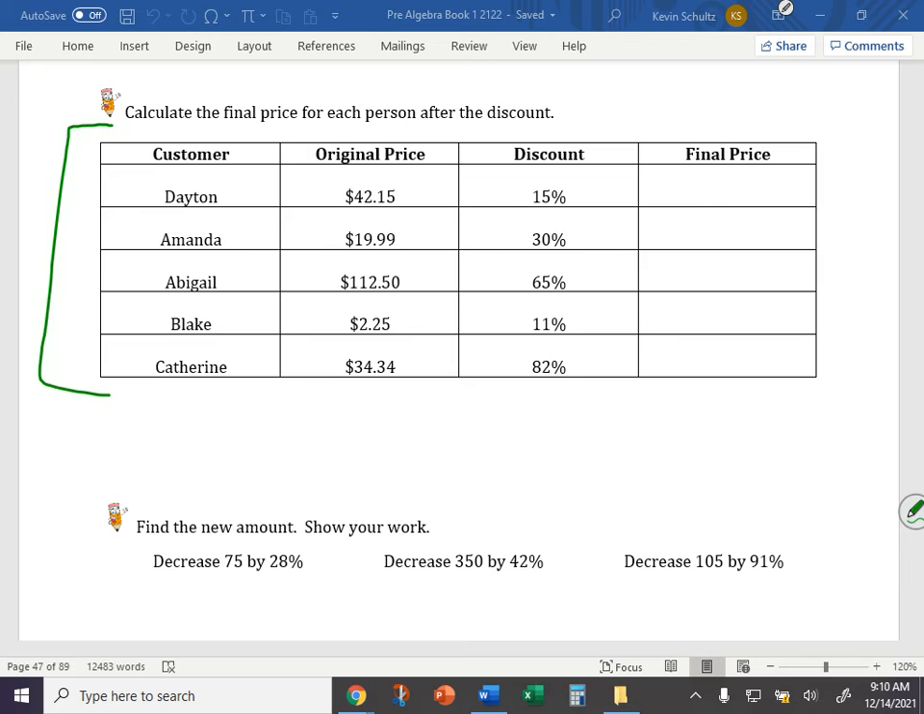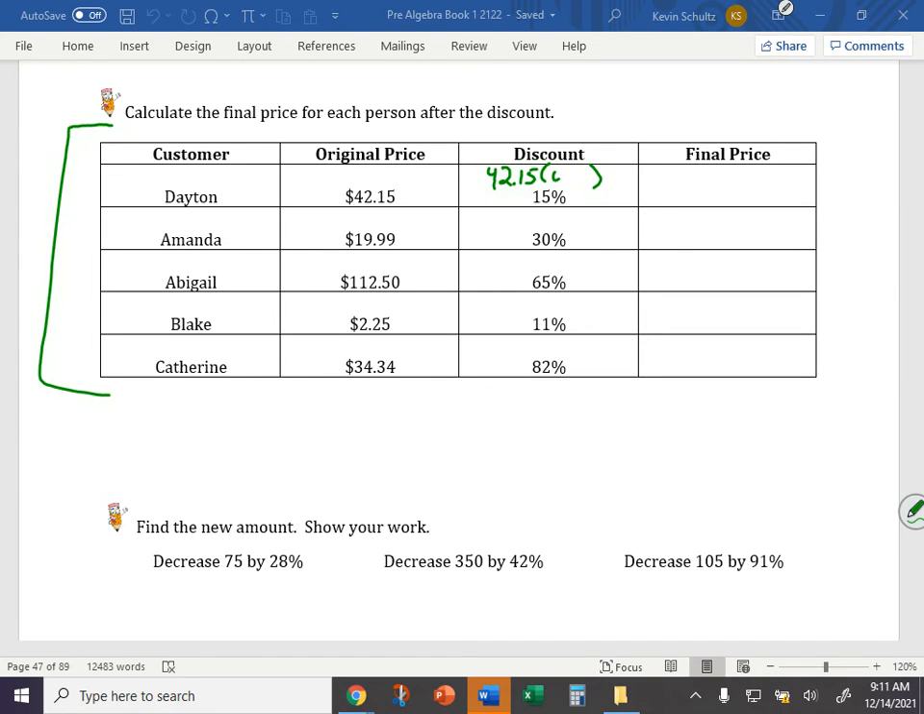We'll do the first one together just to get this started. Dayton, your original price was $42.15. Your discount is 15%. Maybe you can do this mentally. What are we multiplying $42.15 by to get to the answer? Maybe not the multiplication mentally, but what we're multiplying by. Tony?